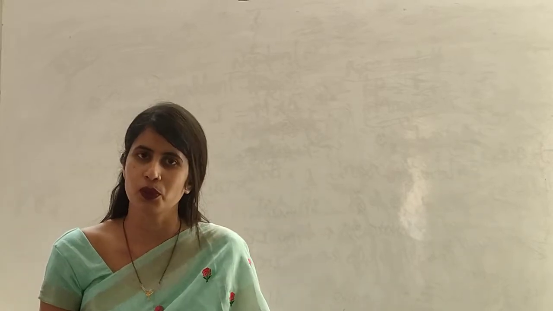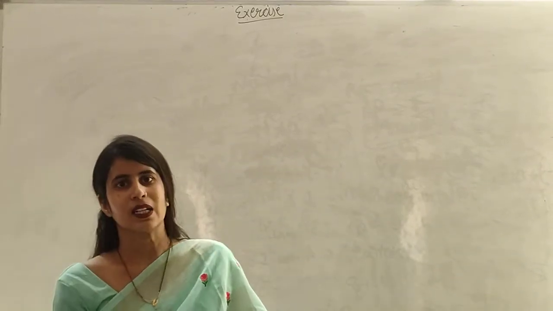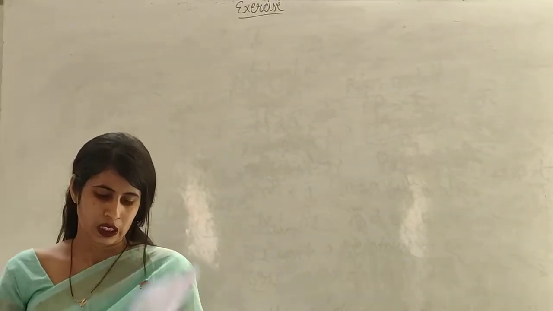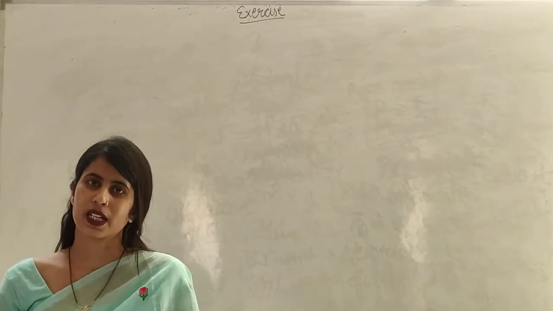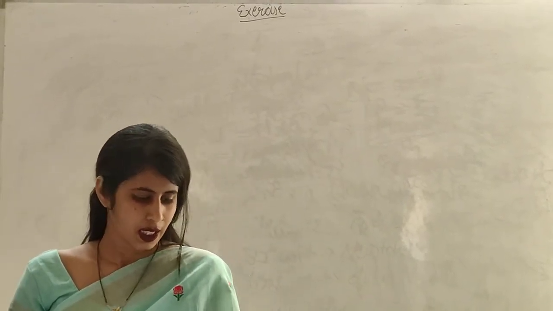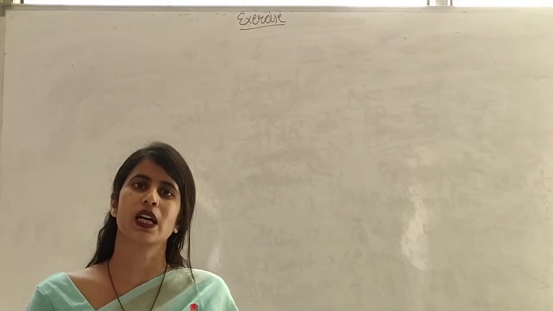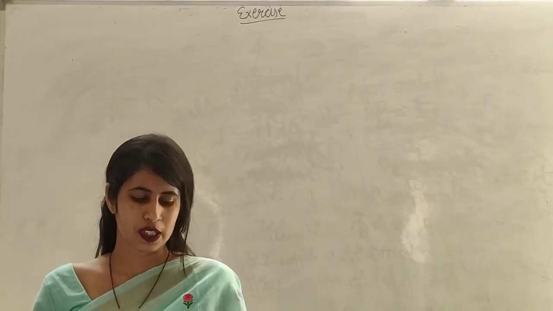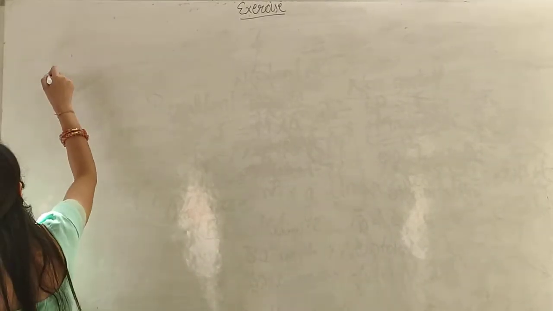Now we are going to do the exercise of this chapter. So let's start it. The first part is tick the correct option. In this question you have 4 options and you have to choose the correct option out of all of these. So the first one is tick the correct option.